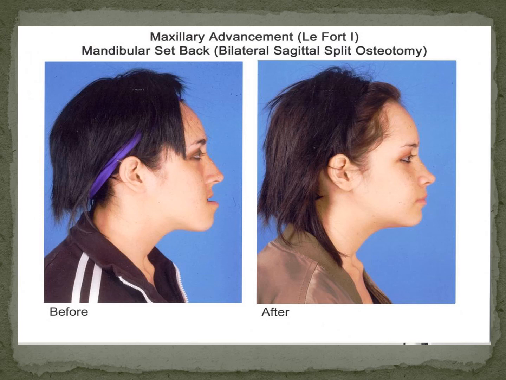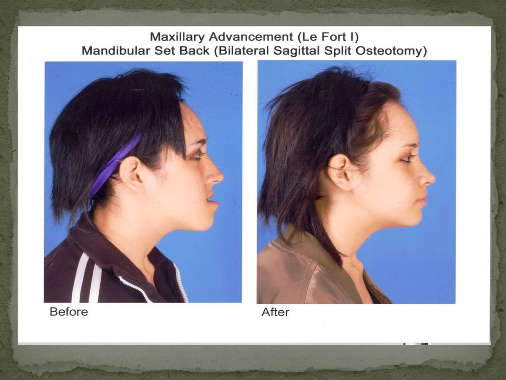You can see in this diagram maxillary advancement and mandibular setback. The patient has a deficiency of the maxilla, we want to advance the maxilla and set back the mandible, then only can we achieve the patient's profile. So like that, there are various types of surgeries.